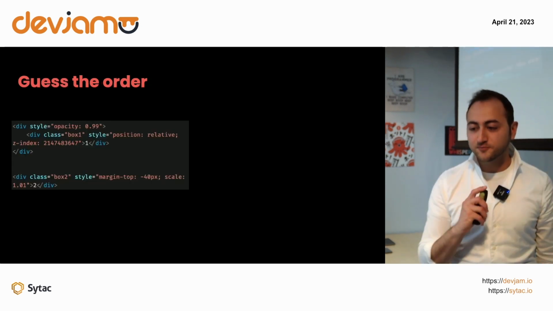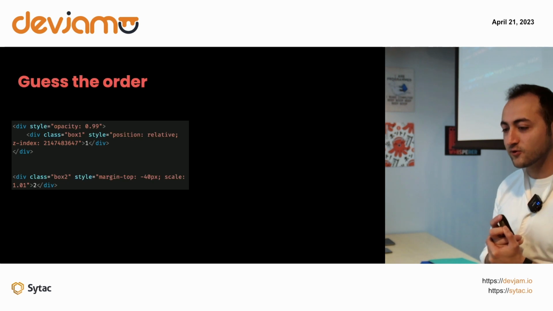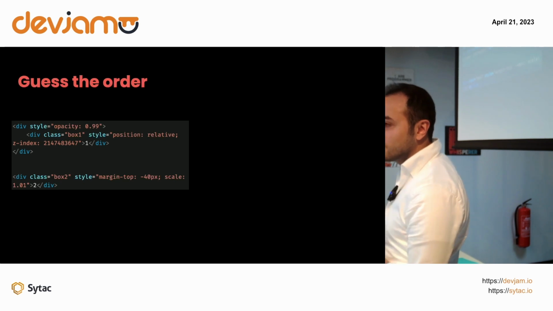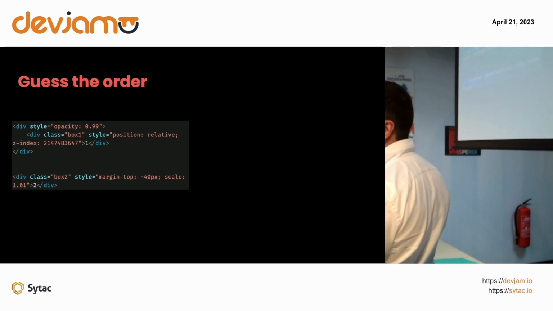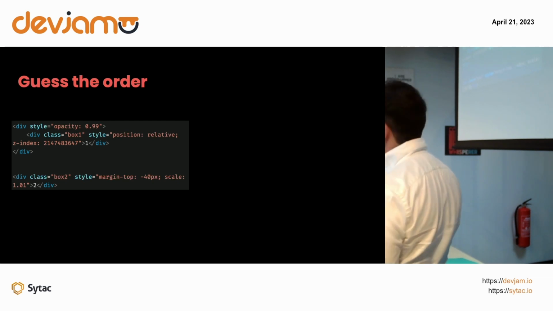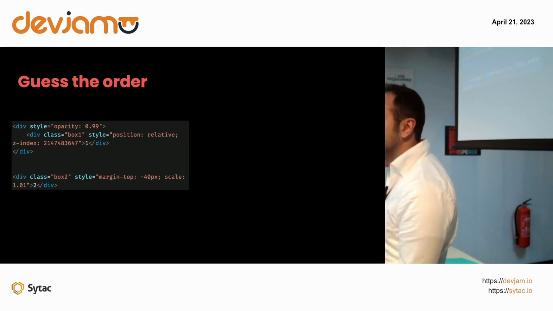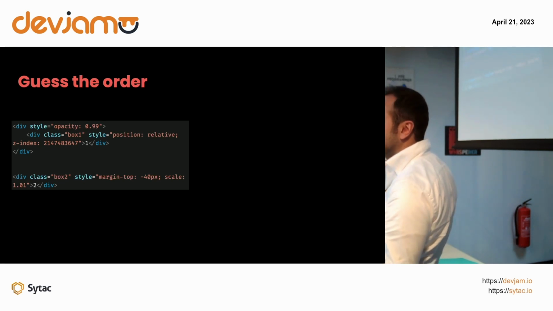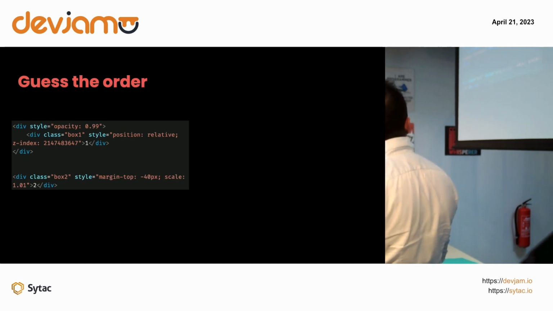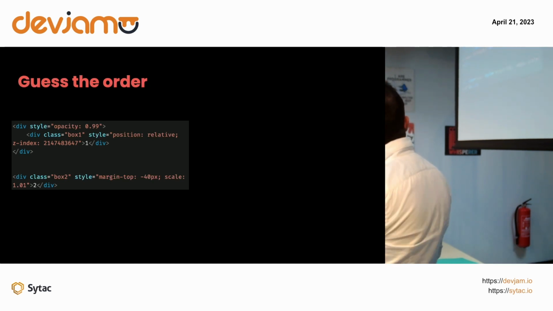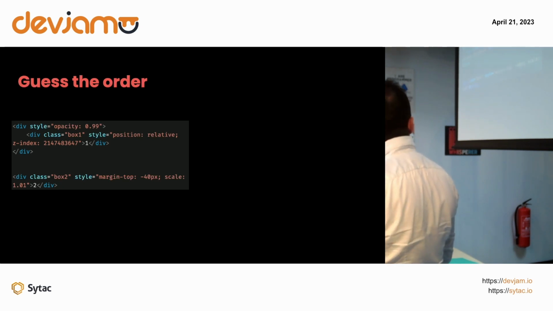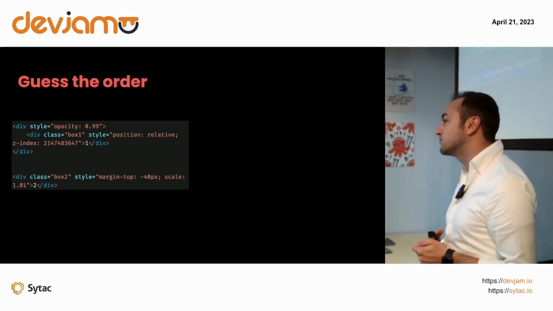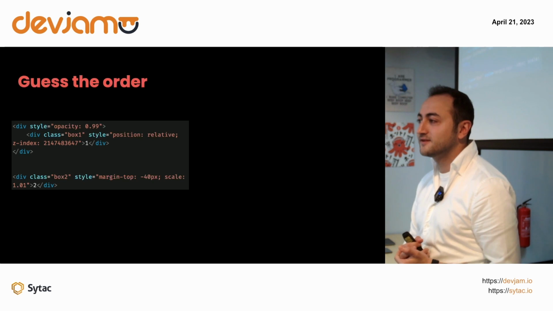So let's play another game. I'll read the code, but let's try and guess the order. We have a div with opacity 0.99, which contains the box 1, the usual box 1. And this one has position relative, so we can use z-index, and it has a z-index of 2147483647. That's the maximum value. You can write 99999, but I think most browsers cap it at 32-bit signed integer. And then outside, we have box 2, which has margin top minus 40, so they overlap, and a scale of 1.01, so it has a scale value other than the default.